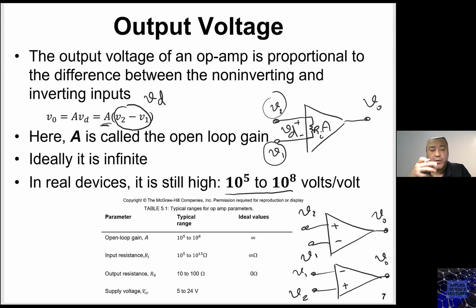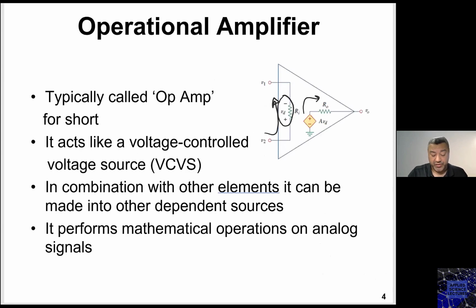AVD is the voltage that is basically generated by this dependent source. So the whole thing makes the operational amplifier. The whole block is the operational amplifier that has inside it what we call R naught, which is the output resistance that is very small, and we have the Ri, which is the input resistance, which is extremely high. So the whole thing is called the operational amplifier, the op amp.